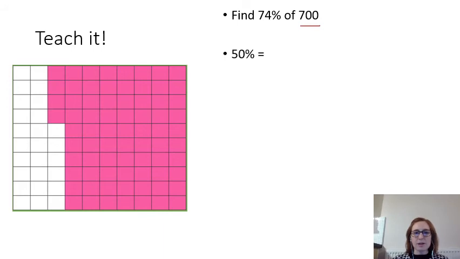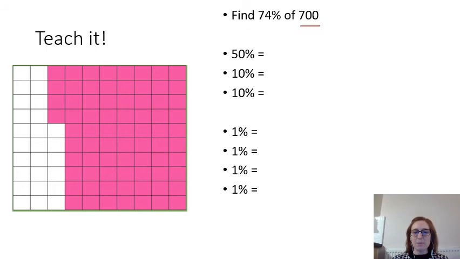Okay, for this one, I'm going to find 50%, which is half. Another 10%, another 10%. 50 add 10 add 10 is 70, so that's my 70%. Then I need 4%. I can find that by finding 1%, 1%, 1%, 1%. So 50% is half of 700, which is 350. To find 10%, I can divide 700 by 10, giving me 70 and 70. 1% is 700 divided by 100, which is 7, another 7, another 7, and one more 7.